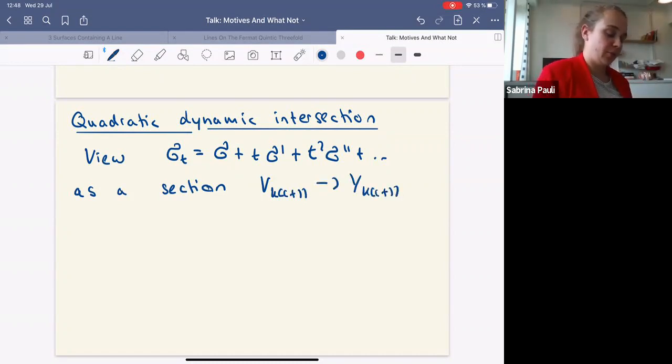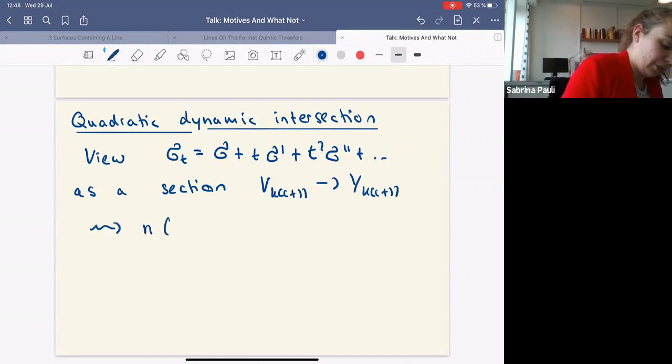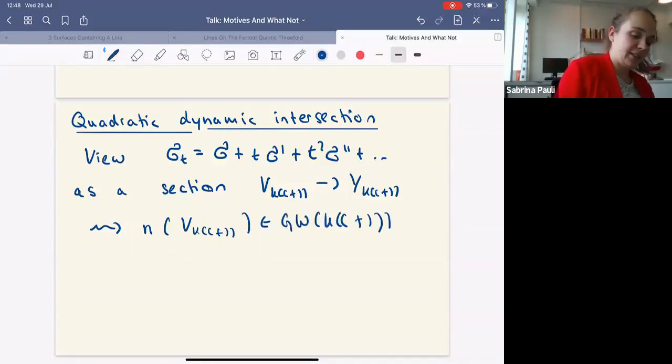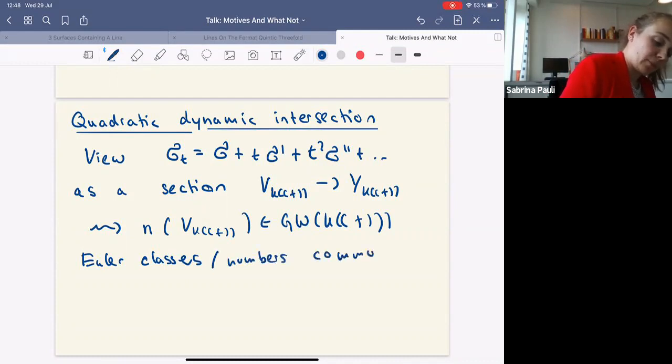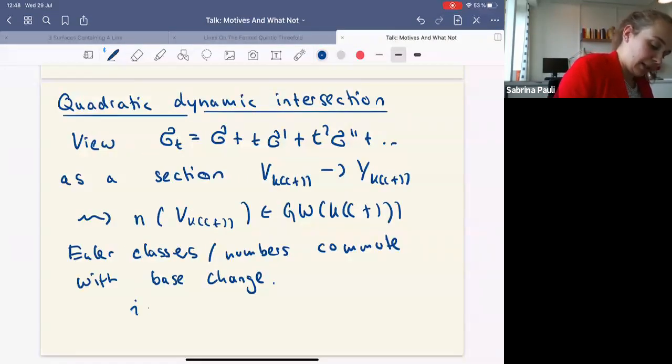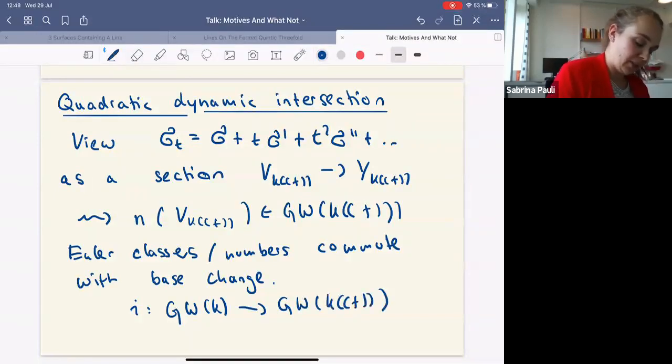So now I just base change to the field of Laurent series in T. And then I get an Euler number of this base change bundle in the Grothendieck-Witt group of K((t)). And the nice thing about Euler classes and Euler numbers, or one nice thing about them, is that they commute with this base change. So what do I mean by this? I can include the Grothendieck-Witt group of K in the Grothendieck-Witt group of K((t)) by just sending a rank 1 form U to U, but now over the bigger field. And this map here is injective.